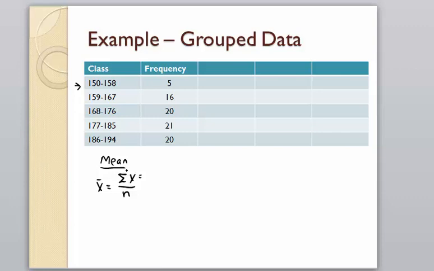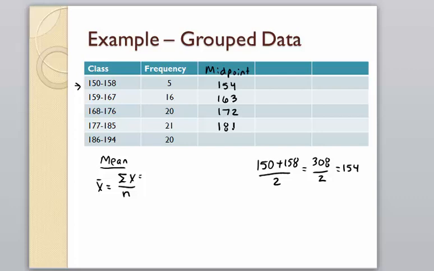A good estimation of those values is to use the midpoint. So I'm going to add a column to this example, and we're going to calculate the midpoint for each of these five classes. Remember that in order to calculate the midpoint, you're going to take your two class limits, like 150 and 158, add those together and divide by two. So 150 and 158 gives me 308. We'll divide that by two, giving me a midpoint of 154. We would continue to do that in each of the other four classes, getting those midpoints. Our next one would be 163, our next one would be 172, 181, and 190.